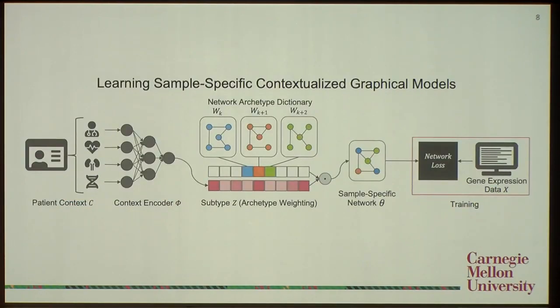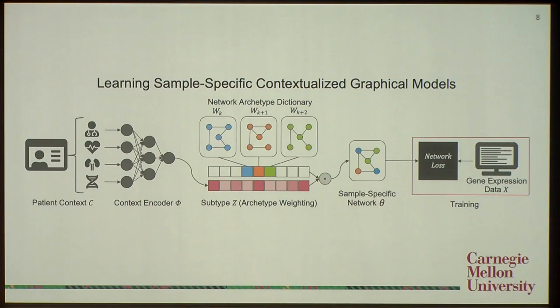We have a patient context, which includes any number of complex modalities for that patient, including clinical information, imaging, genomic data. We plug this into the context encoder. The context encoder outputs to this low-dimensional subspace, which we'll call the subtype. This subtype selects which dimensions in this low-dimensional subspace to traverse in order to create this sample-specific model. These axes in the low-dimensional subspace are defined by model archetypes, or archetypal models that represent the axes in this smaller subspace the subtype is selecting from.